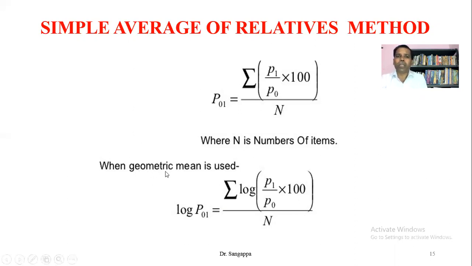And suppose we use the geometric mean, the formula of the average of relatives method to construct the index number is sigma log P1 upon P0 into 100 divided by N. So here also N indicates the number of items or number of commodities.